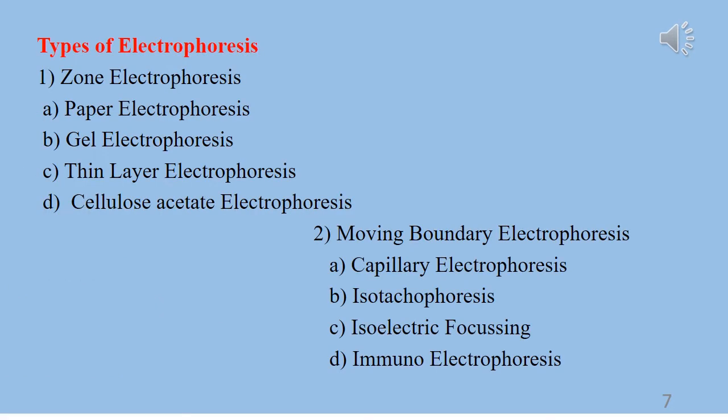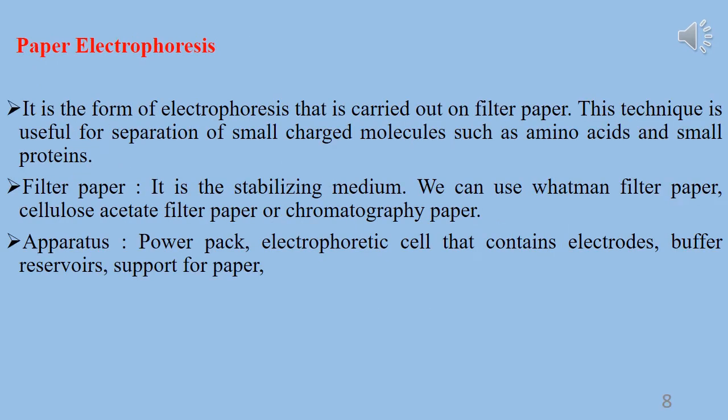Types of electrophoresis. It is divided into two: zone electrophoresis and moving boundary electrophoresis. Zone electrophoresis consists of paper electrophoresis, gel electrophoresis, thin layer electrophoresis, and lastly cellulose acetate electrophoresis. Moving boundary electrophoresis consists of capillary electrophoresis, isotachophoresis, isoelectric focusing, and lastly immunoelectrophoresis.